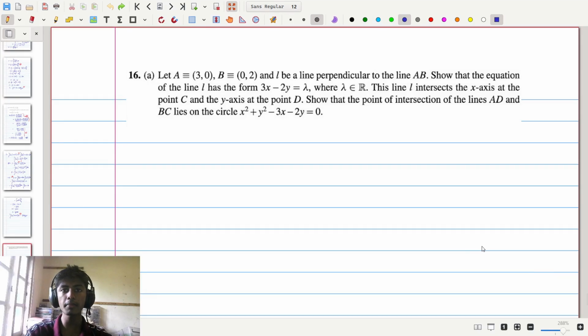2026 A-Level Combined Mathematics Paper 1 Part B Question number 16 Part A. Part B of the same question will be discussed in a future video.